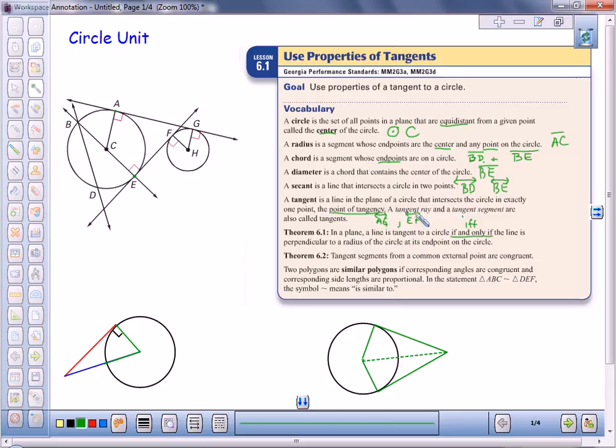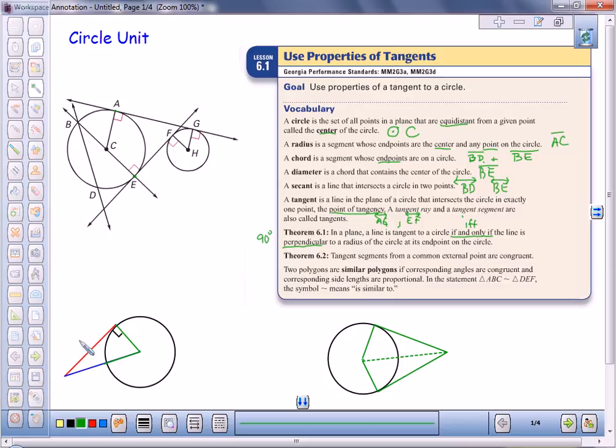And at the point of tangency, do you see here's a point of tangency, here's a point of tangency, here's a point of tangency. The radius and the tangent line are perpendicular, 90 degrees. Now, Theorem 6.2 says that tangent segments from a common external point are congruent, and we'll prove that in just a moment. So, let's take a look at what we could do with these problems.